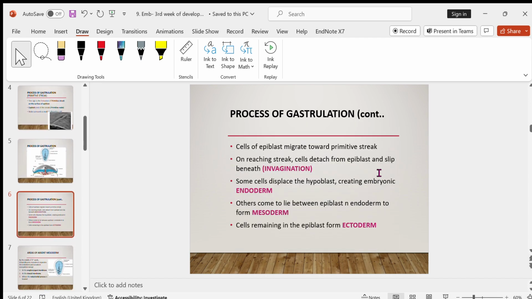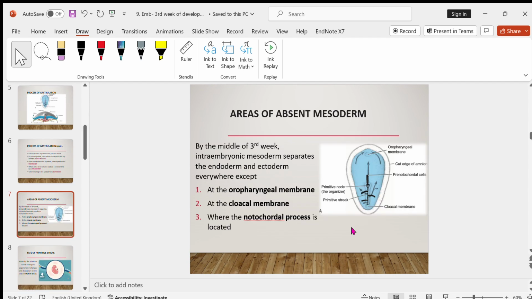As I've told in the previous slide, the first process is the invagination of the epiblast cells into the primitive streak. Those cells displacing the hypoblast are called the endoderm. The ones that lie between the epiblast and the hypoblast form the mesoderm, and the remaining epiblast forms the ectoderm.